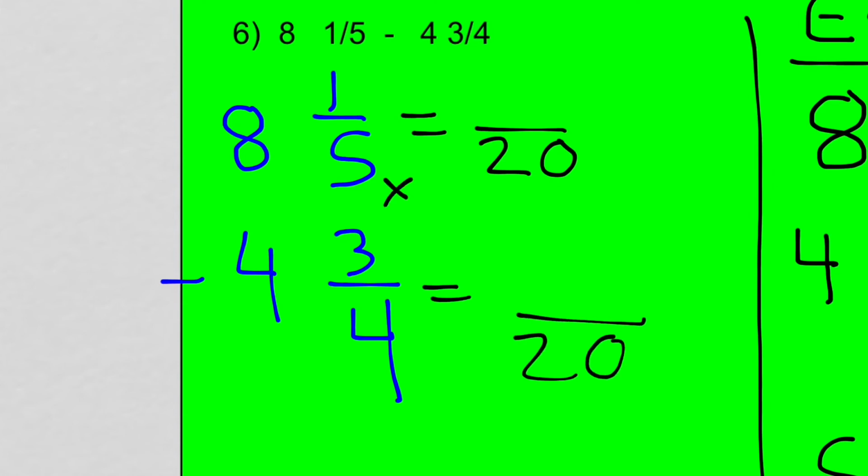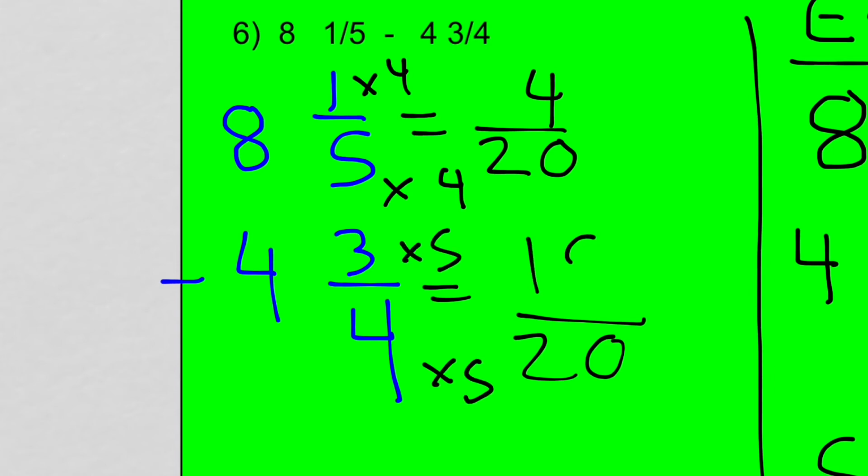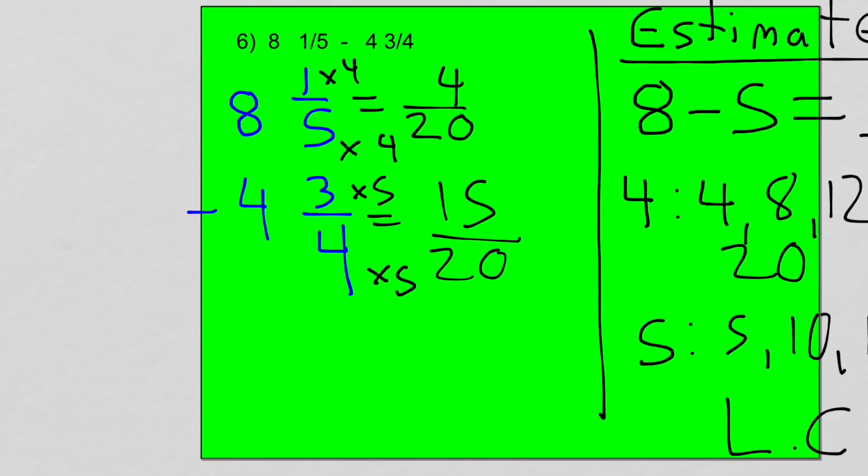So I want you to show me that you know 5 times 4 gives 20, so 1 times 4 is 4. 4 times 5 is 20, so 3 times 5 is 15. And then what you see here is that on top, 4 over 20 is smaller than 15 over 20, so we're going to have to borrow and regroup.